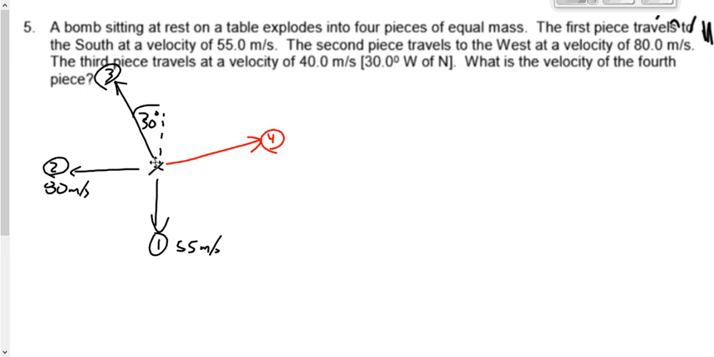Okay, we get piece number 3 that's got a funny angle, so I take it off to the side, put it out of its misery. 30 degrees right here. We're going to call this our x component. We're going to call this our y component. And our hypotenuse there, we already know is 40 meters per second.